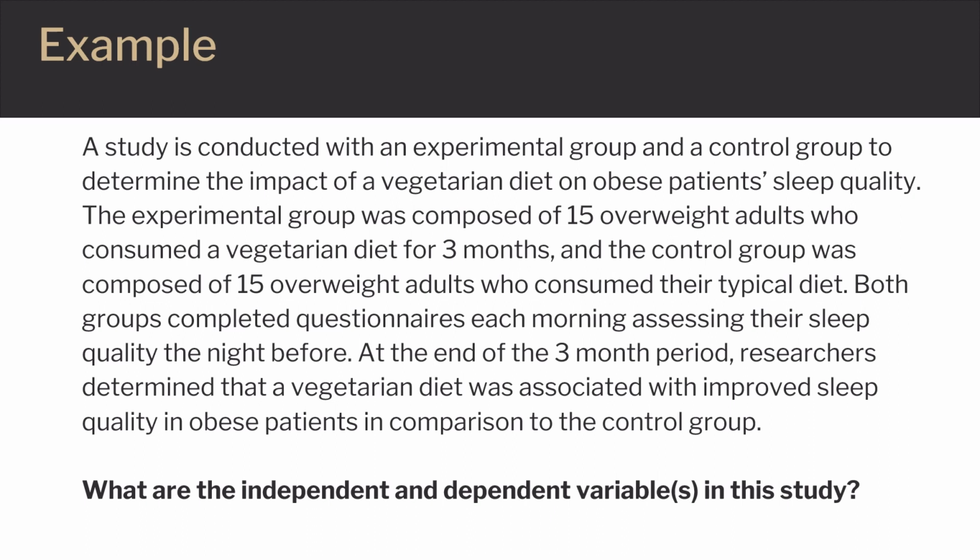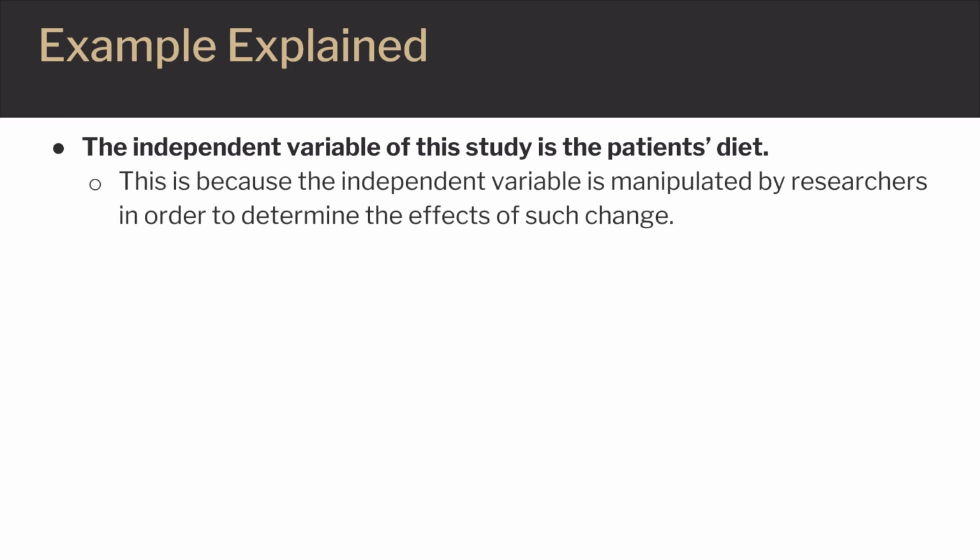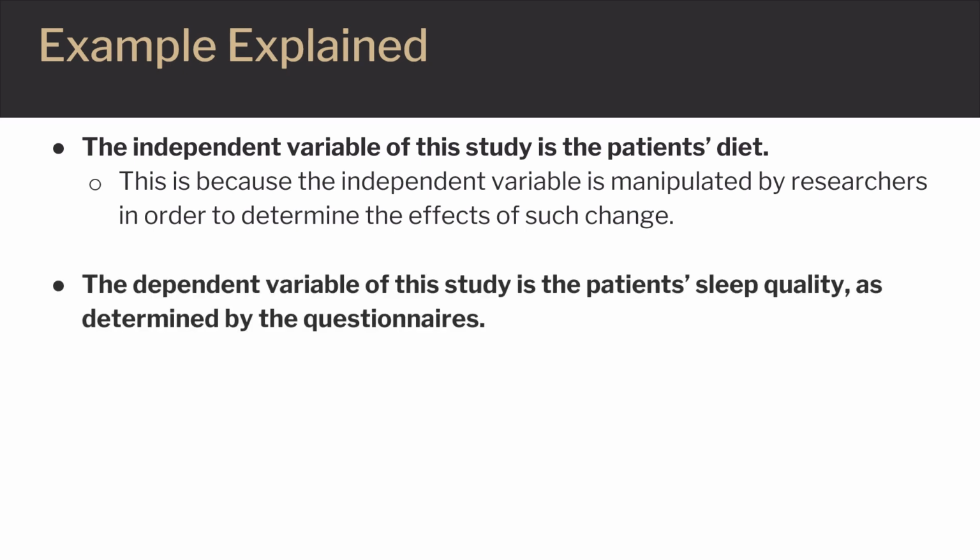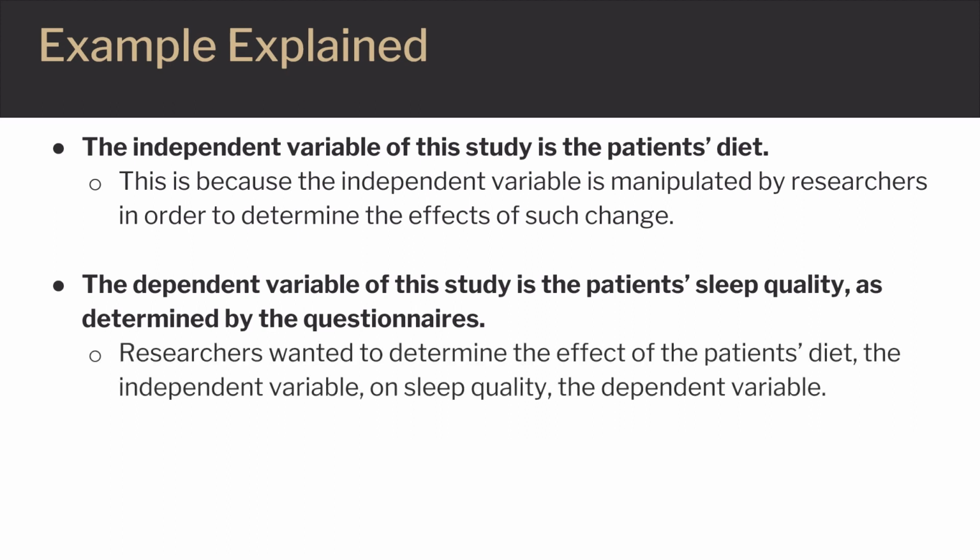What are the independent and dependent variables in this study? The independent variable of this study is the patient's diet. This is because the independent variable is manipulated by researchers in order to determine the effects of such change. The dependent variable of the study is the patient's sleep quality, as determined by the questionnaires. Researchers wanted to determine the effect of the patient's diet, the independent variable, on sleep quality, the dependent variable.